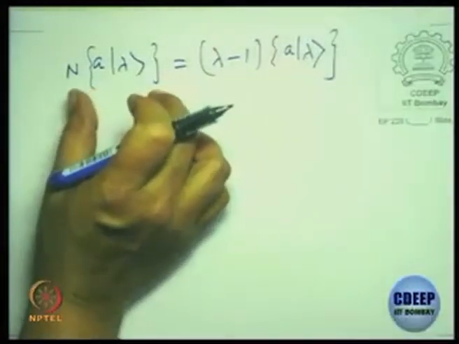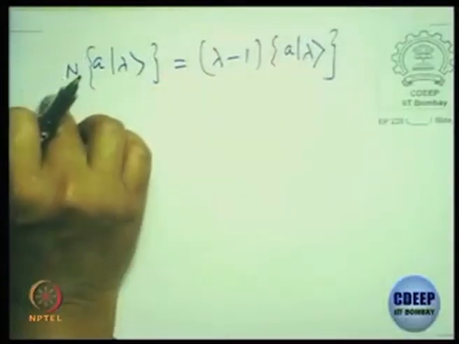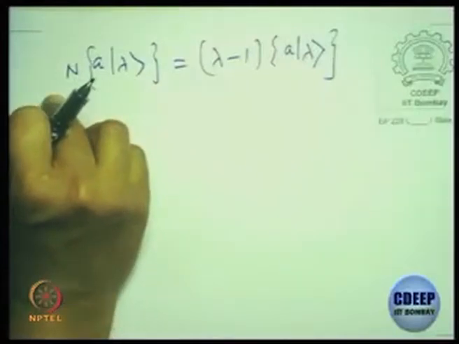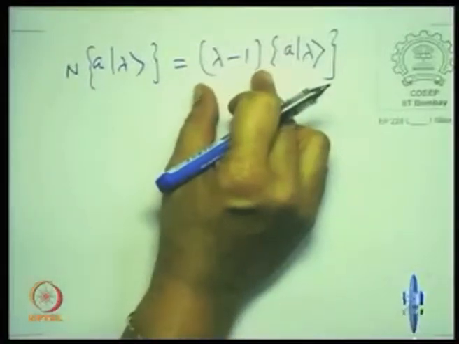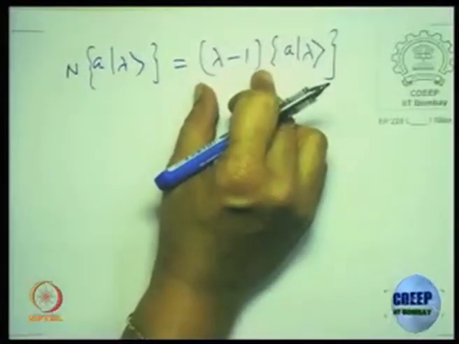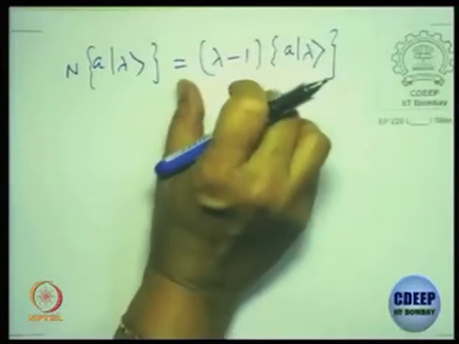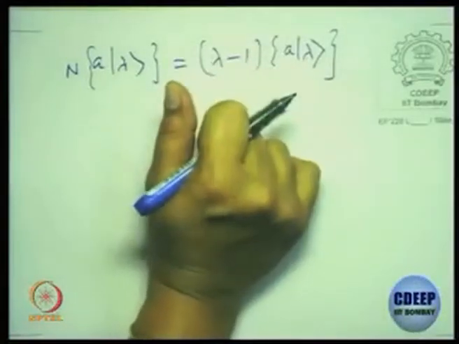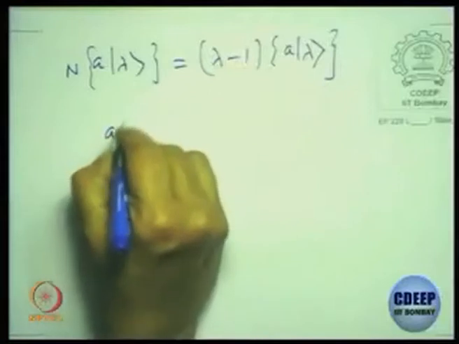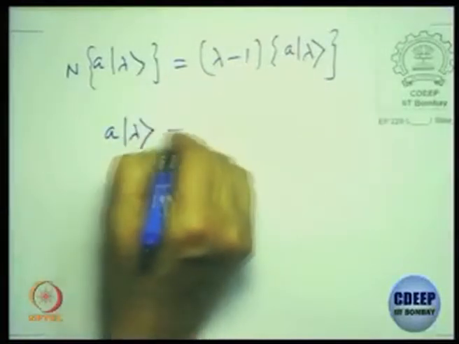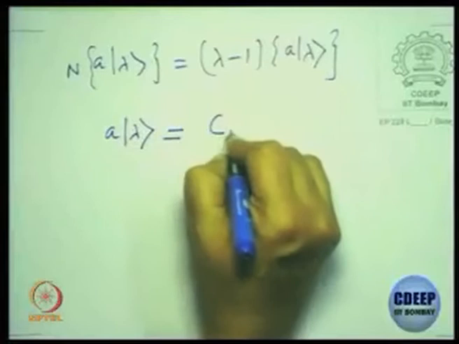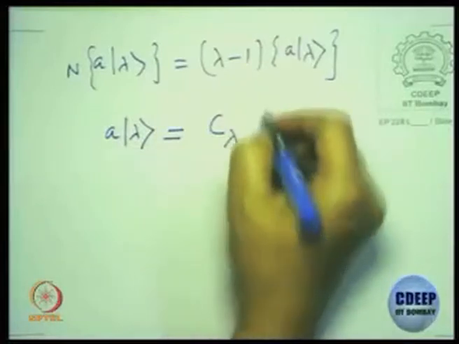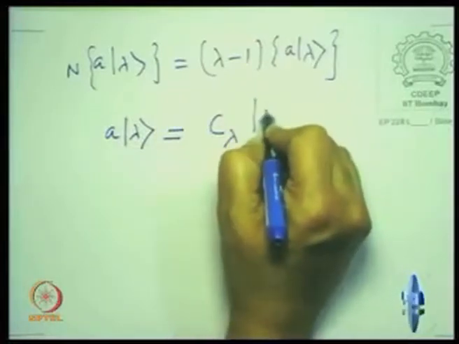but the new state is again an eigenstate of the number operator with eigenvalue lambda minus 1. What does that tell you? What can you infer from here? I should be able to write A of lambda to be some coefficient times lambda minus 1.